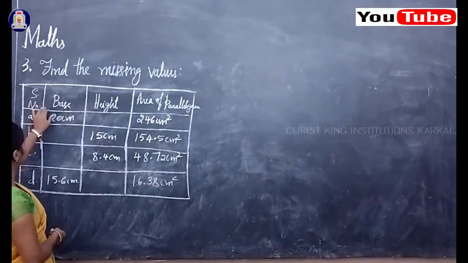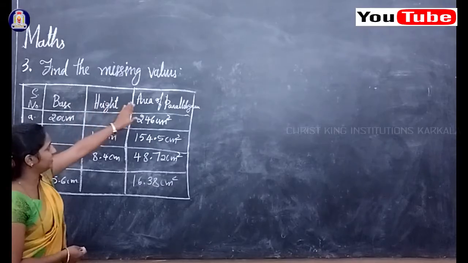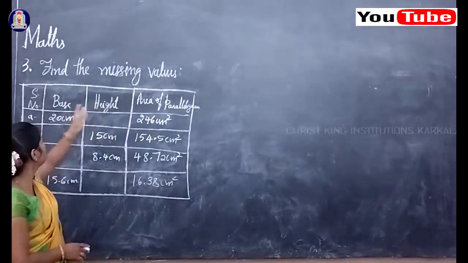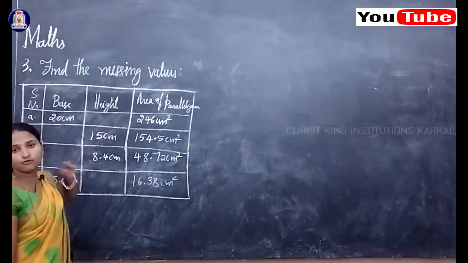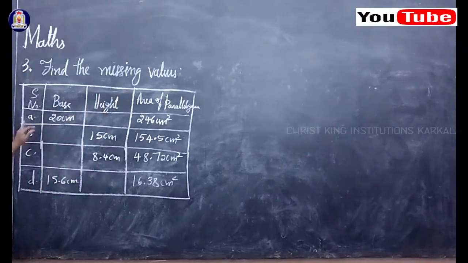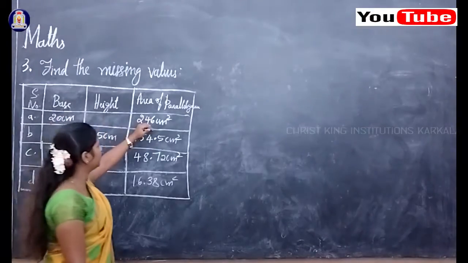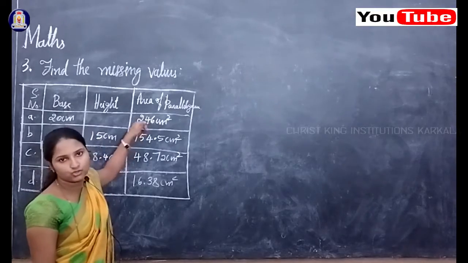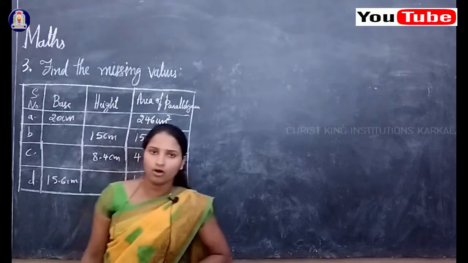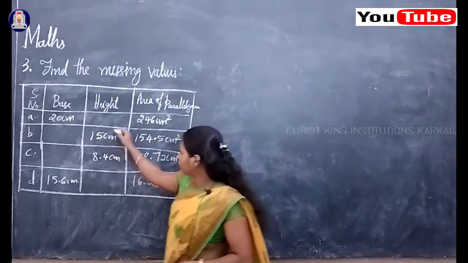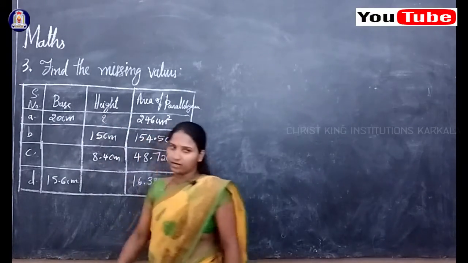So the first question is like this: base, height and area of parallelogram. Three columns are given: serial number, base, height and area of parallelogram. See children, in the first one, question A, the base is given, height is not given, and area of parallelogram is given. So what we have to do? We have to find the height of the parallelogram.